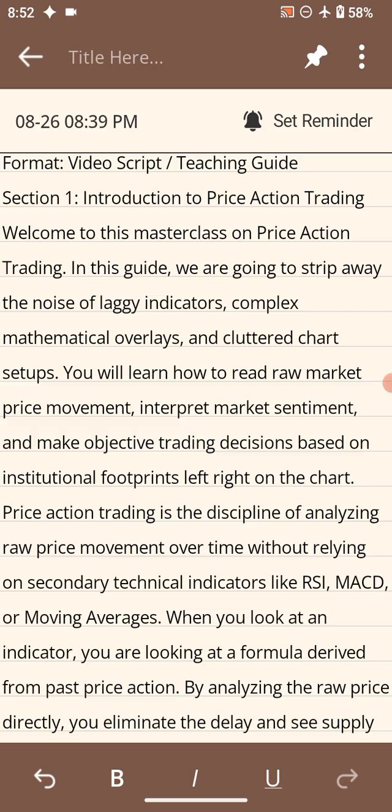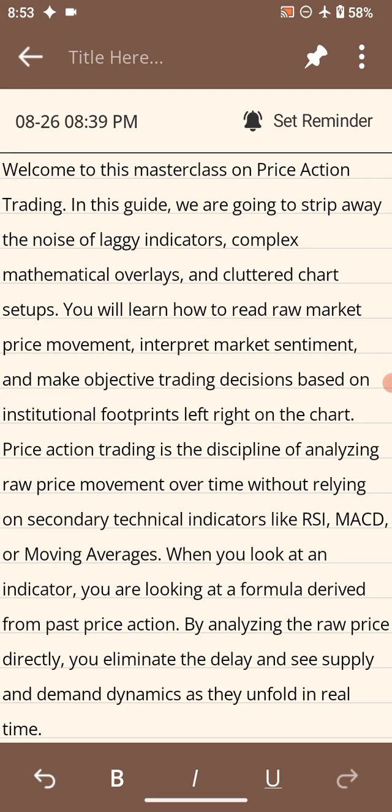So what I just read out is to let you know that we're going to be learning how we can leave out indicators and all of those complex mathematical overlays, including the Elliott wave strategy that we've been teaching, and just break all this into a simple overlay, a simple format, and that is price action.